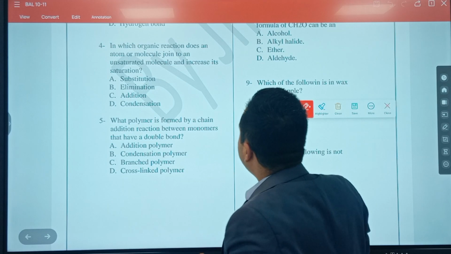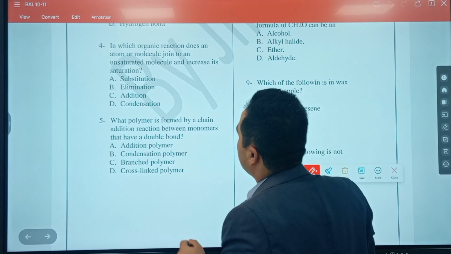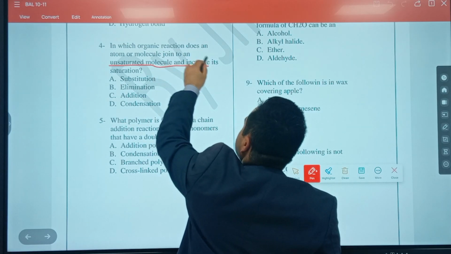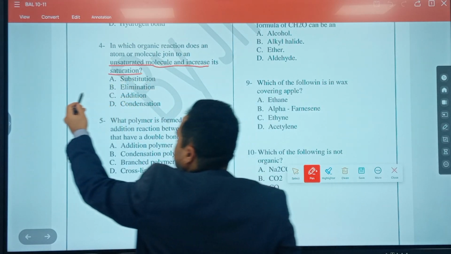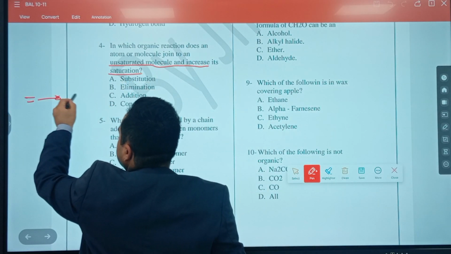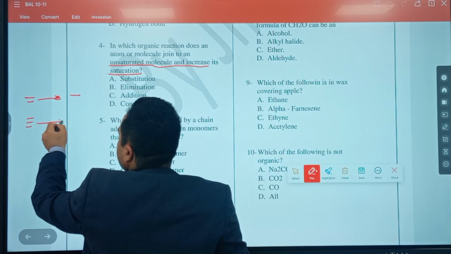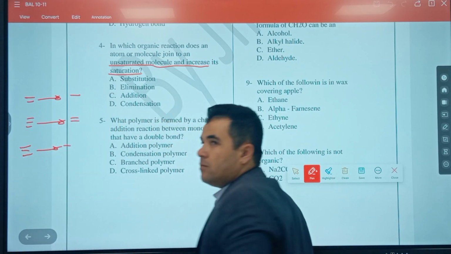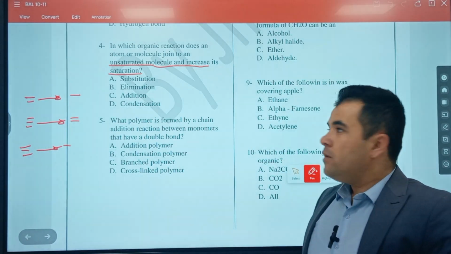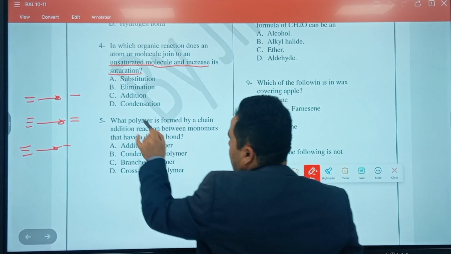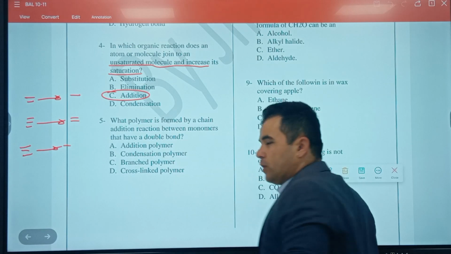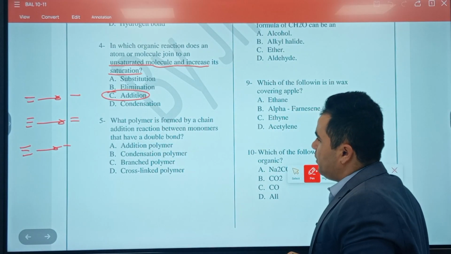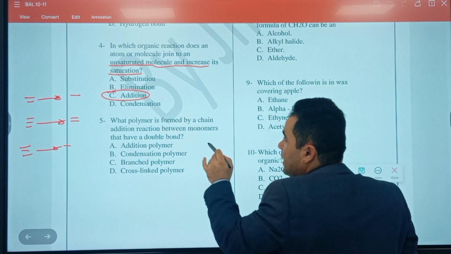In which organic reaction does an atom or molecule join an unsaturated molecule and increase the saturation? Double becomes single, triple becomes double, triple becomes single. Increase saturation. This is the addition reaction, guys. We talked about it in the types of reactions in chapter 10.